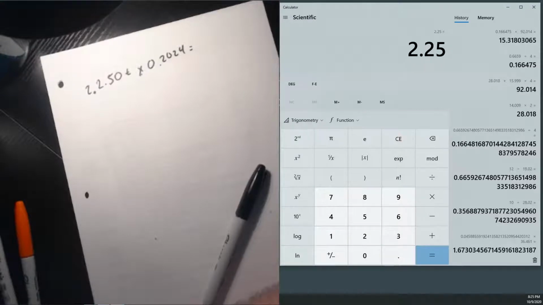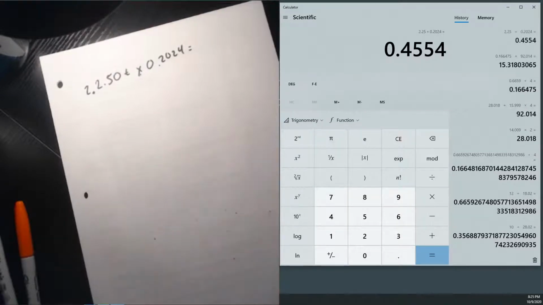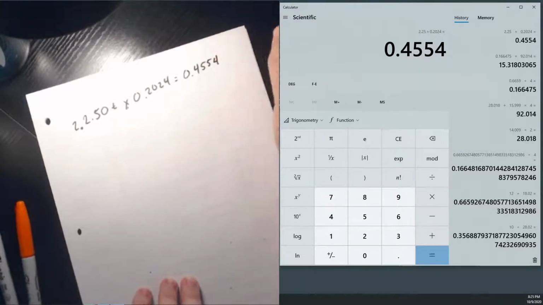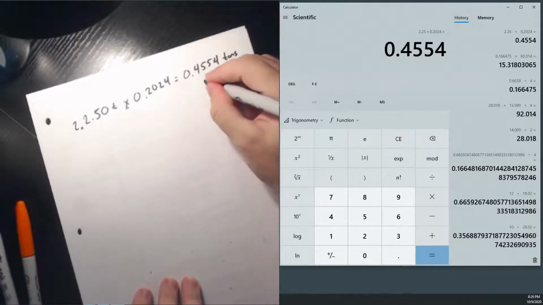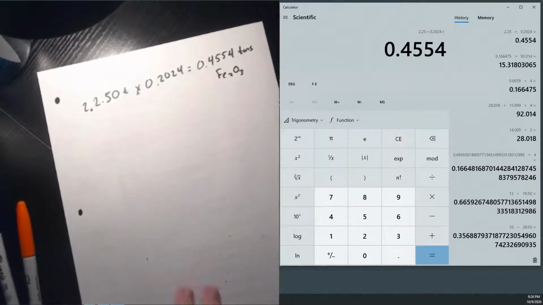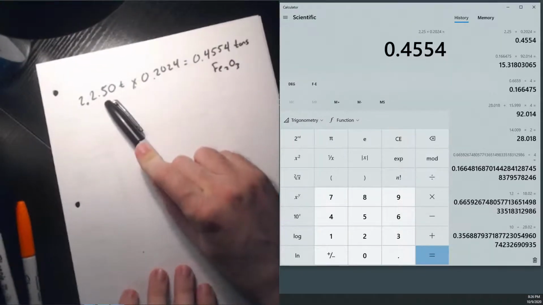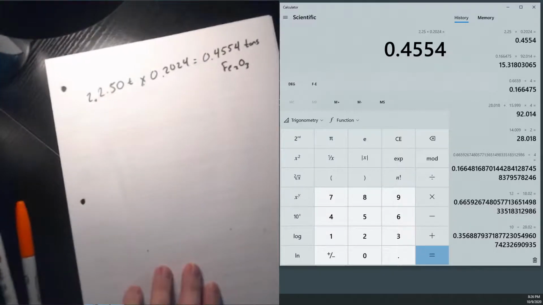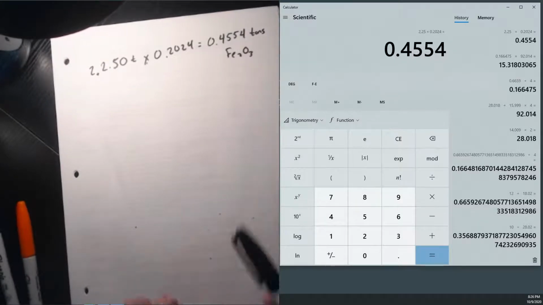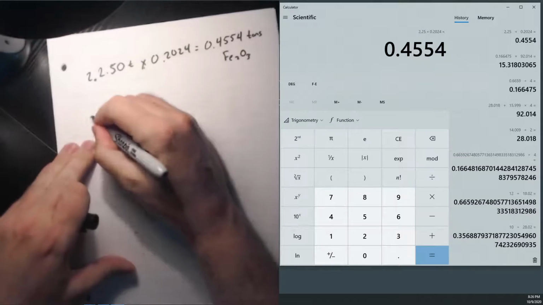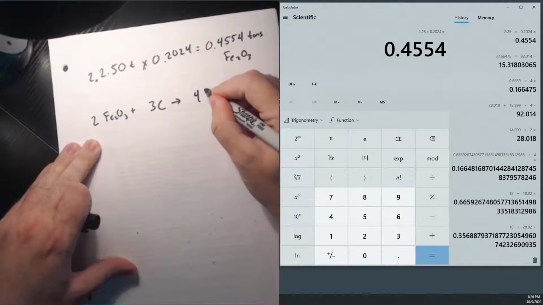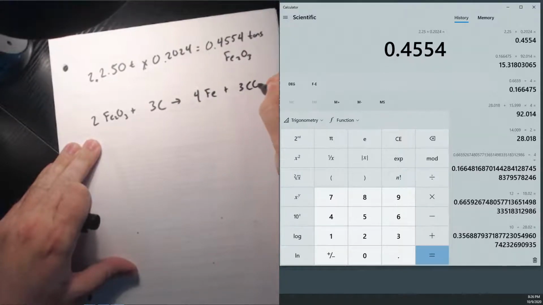2.25 times 0.2024, 0.4554 tons. And that's how much of the stuff we have is actually iron 3 oxide. Okay, 20% of that, a little bit more than 20%, gives us the 0.4554. So now we can compare this number to the amount of carbon. So 2 Fe2O3 plus 3 carbon yields 4 iron plus 3 CO2.